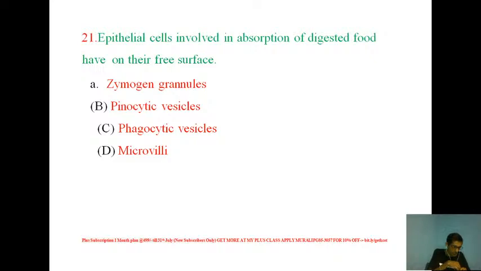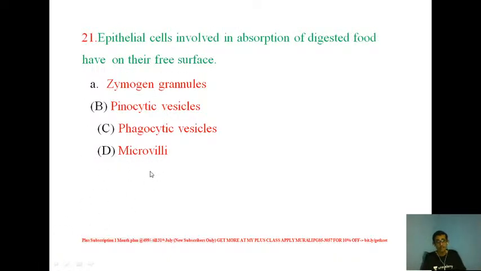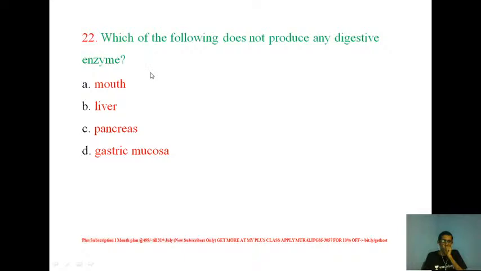Sonika, Pujita, they gave D, microvilli. So for question number 21, D is the right answer, microvilli. They absorb the food items and increase the surface area for absorption, isn't it? Then the 22nd. Free surface structures.